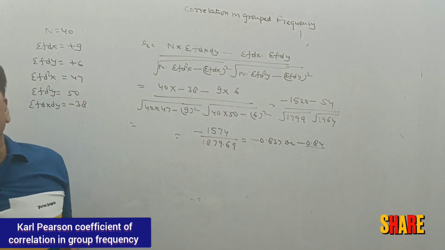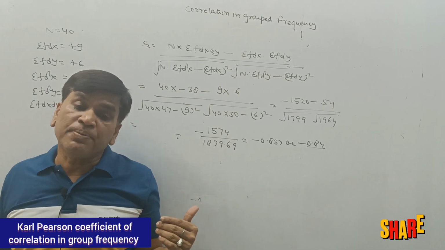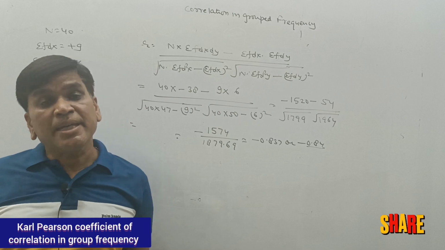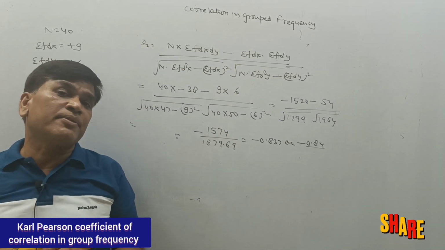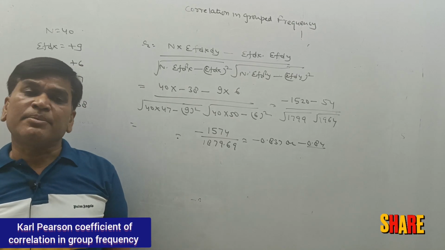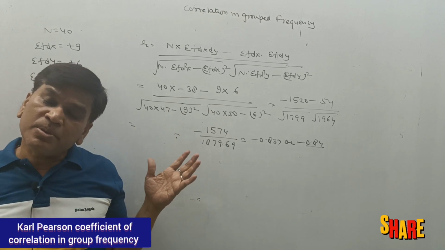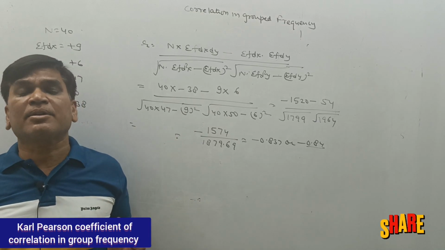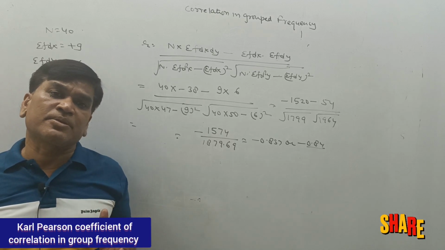So there is a higher degree negative correlation between both of the series. So if you are seeing any question related to group frequency correlation by the Pearson method, using this method you can easily calculate the coefficient of correlation in a group frequency distribution also.